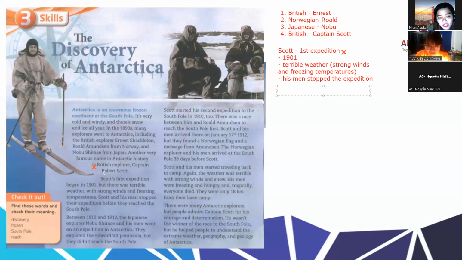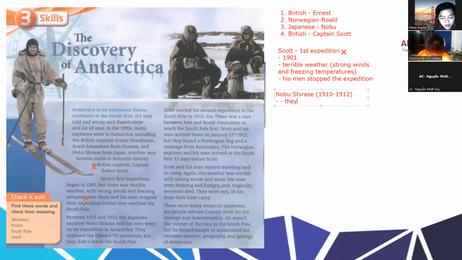Now, we are jumping into the third paragraph. So, second paragraph, done. Third paragraph. Next, between 1910 and 1912, so the introduction of the second explorer. We have the second explorer, the Japanese, Nobu Shirase. Nobu Shirase, 1910 to 1912. So what happened in his expedition? His men went on an expedition in Antarctica.